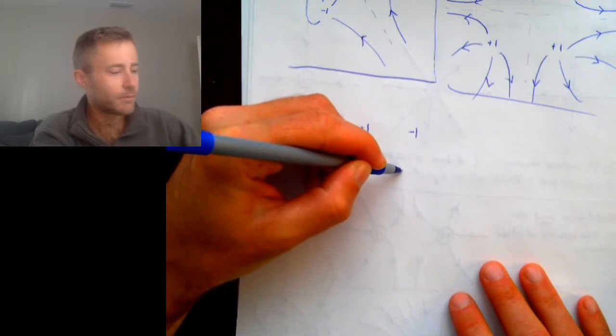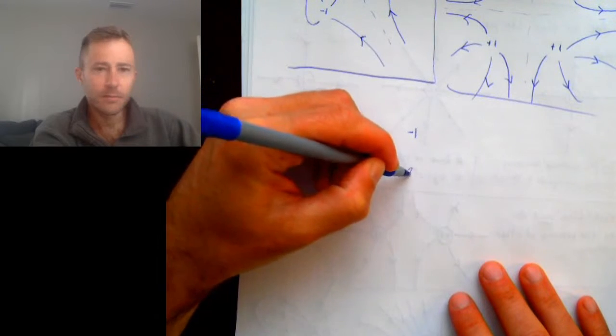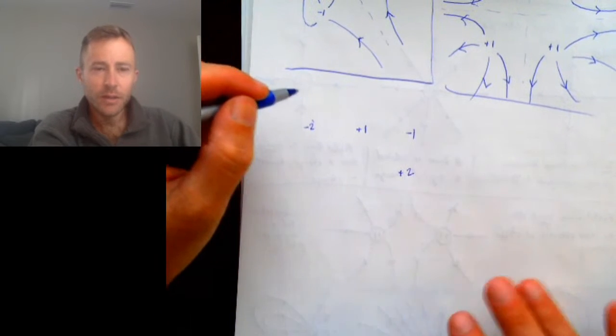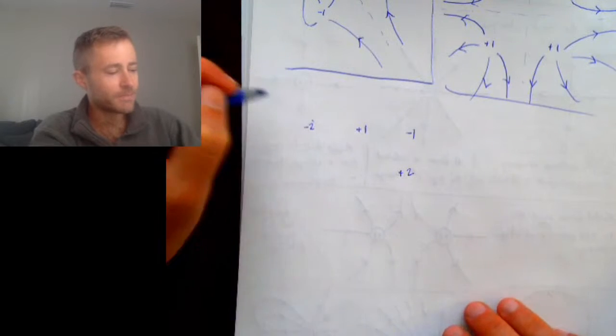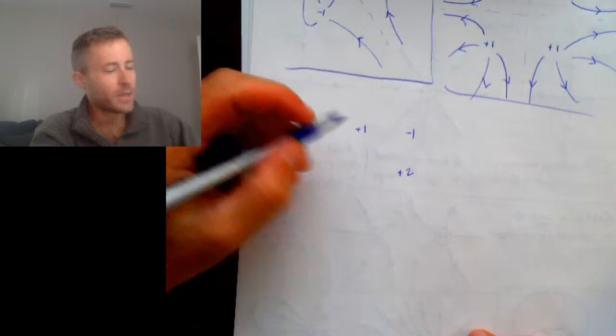I don't know. I'm just making things up here. I feel like Bob Ross. Let's draw happy little charges. So what do we got?